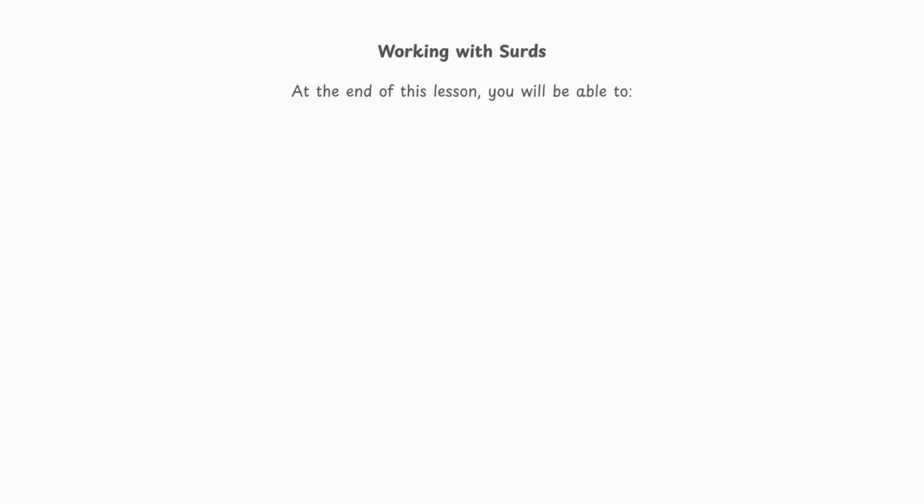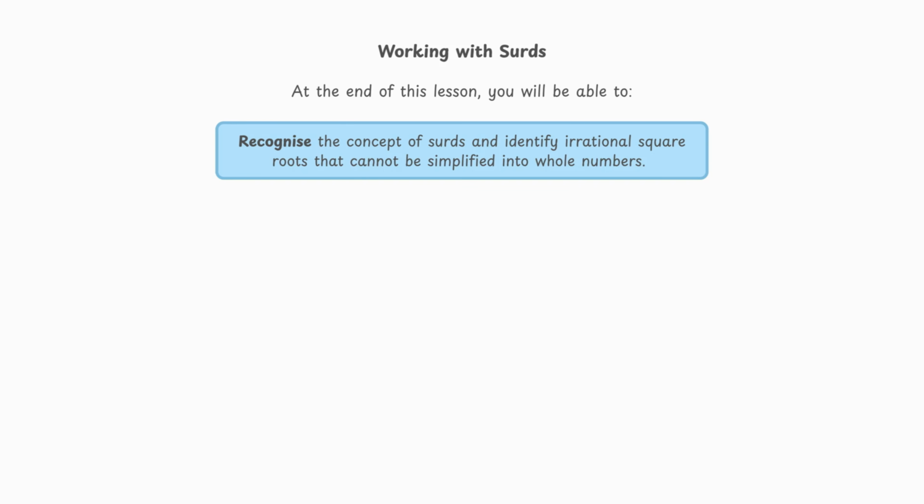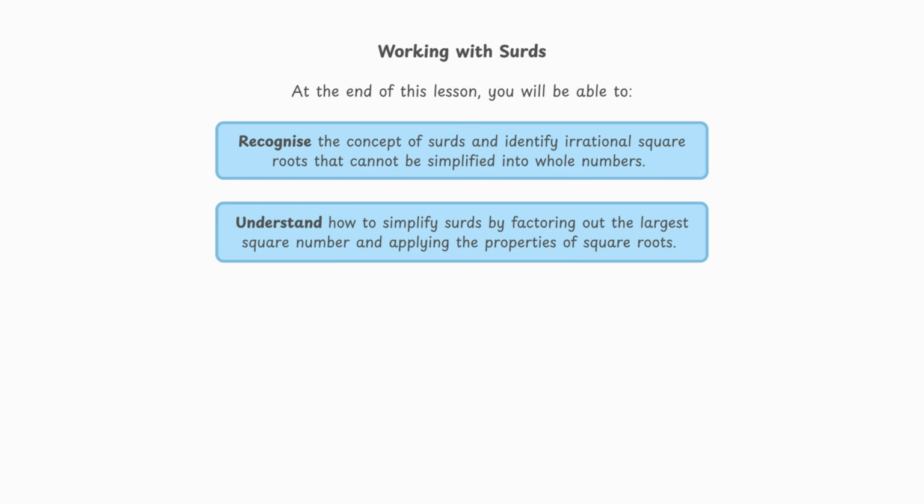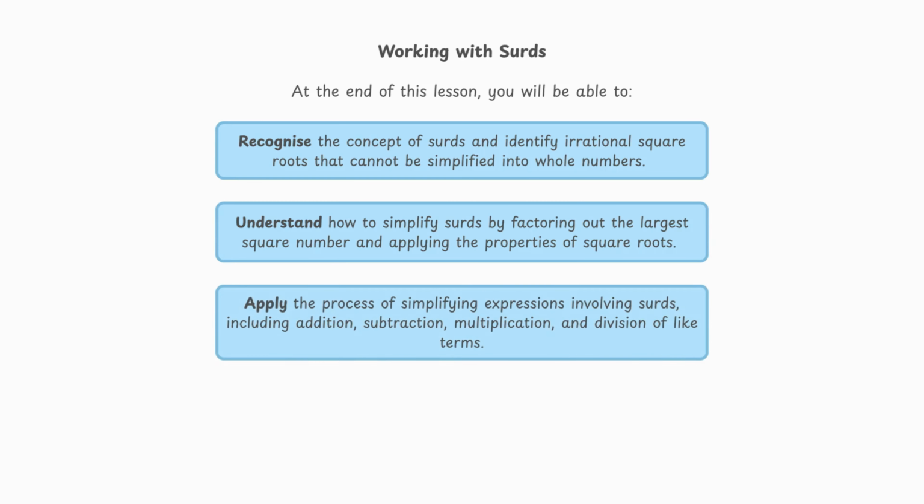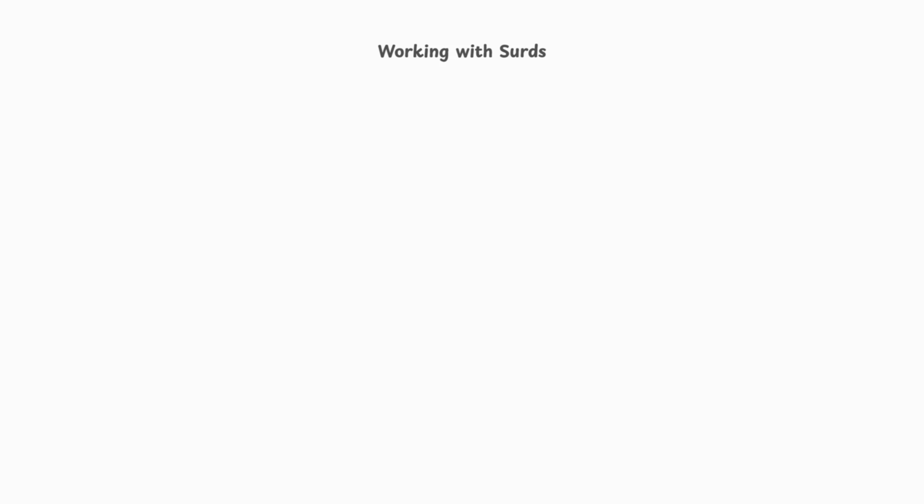Hello and welcome to this lesson on working with surds. By the time you finish this video, you will be able to recognize surds as irrational square roots that can't simplify into whole numbers. We'll also explore how to simplify surds by factoring out the largest square number and applying the properties of square roots. Finally, we'll practice simplifying expressions involving surds, including adding, subtracting, multiplying, and dividing like terms, so you can handle any surd problem with confidence. Let's get started.